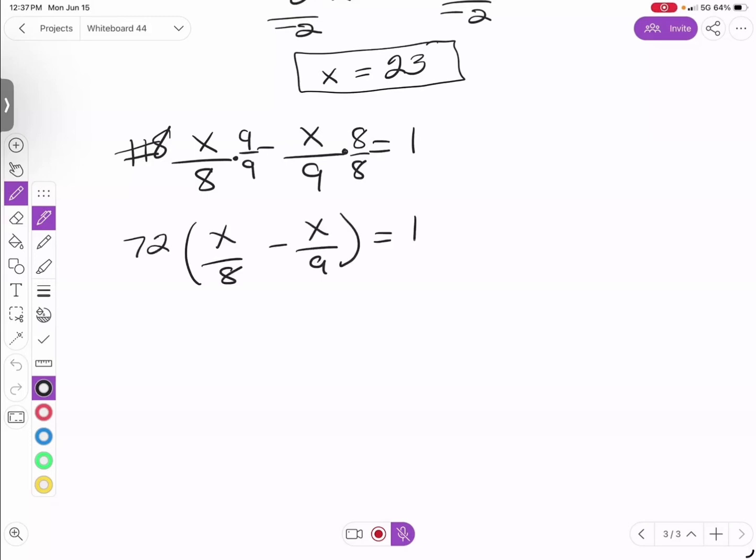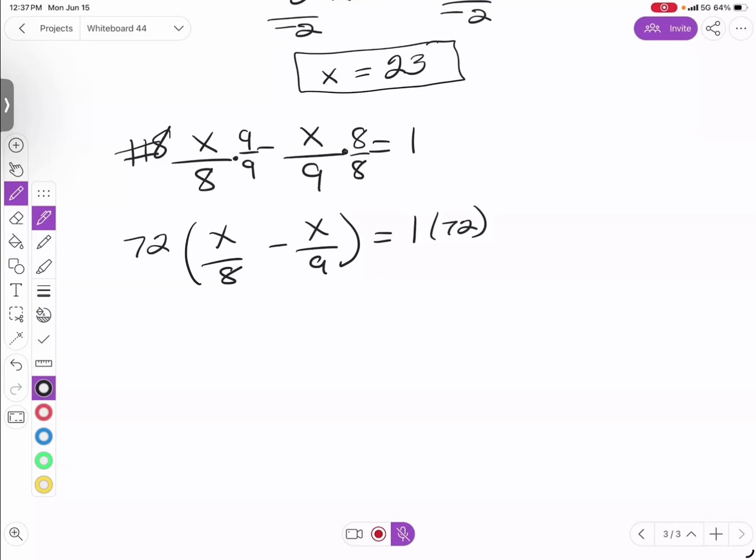That's equal to 1. Okay? Now, because it is an equation, I also have to multiply this side by 72 as well. Because something magical happens when you do it this way. You can get rid of the fractions this way. We could also do it the first way, but we would have a bunch of fractions. I want to get rid of them.